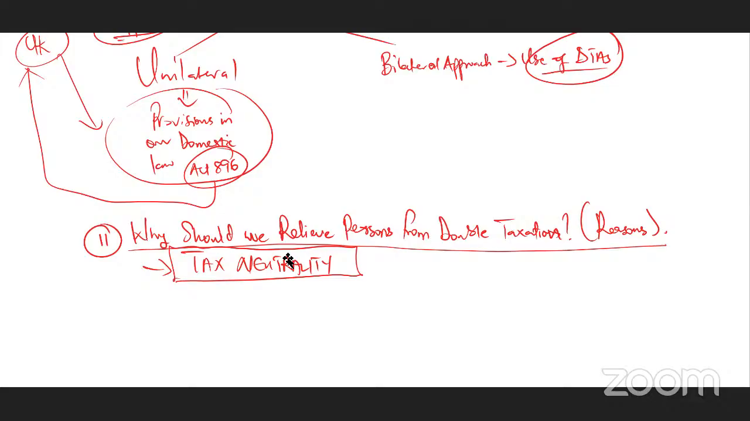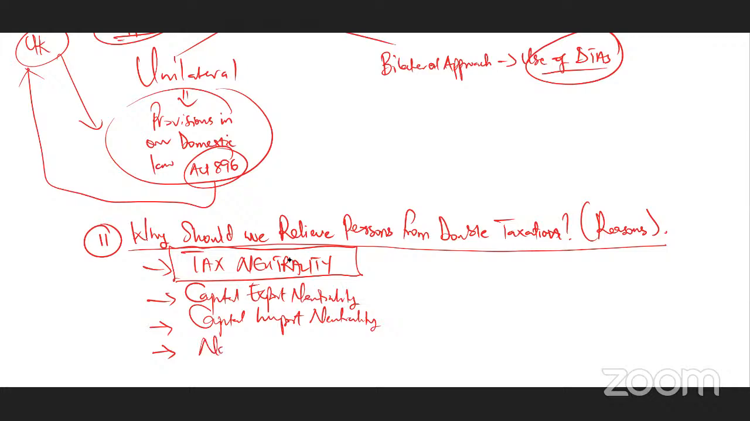So there are three types of tax neutrality, okay? And it is based on what? Either what we call capital export neutrality, capital import neutrality, and what we call national neutrality. Let me explain.